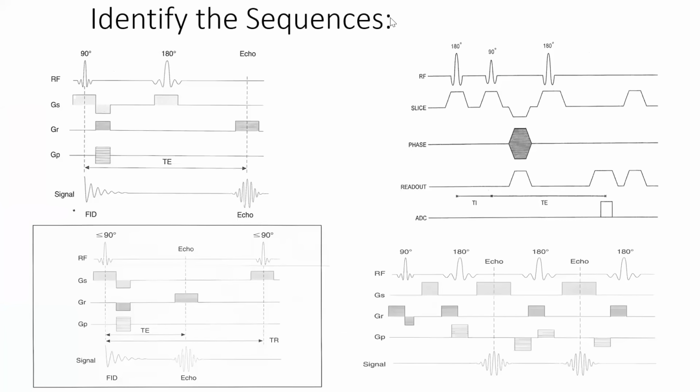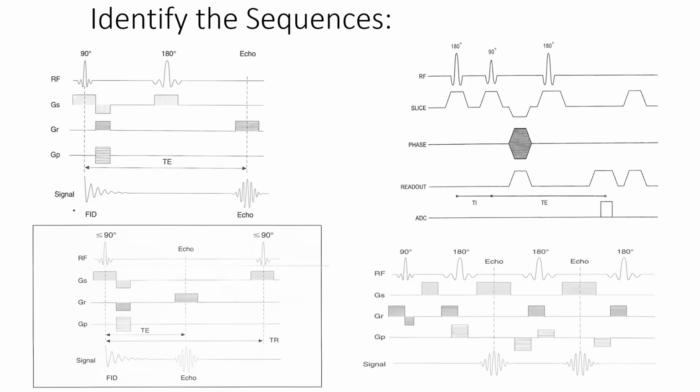So now, let's identify some pulse sequences here. So top left, what do you see? Well, you see a 180. So you go, 90, 180. That's spin echo. Absolutely. What about top right? You see a 180, 90, 180. What do you think that is? Hopefully you're saying it's inversion recovery. You don't know if it's STIR or FLAIR, but it's inversion recovery.